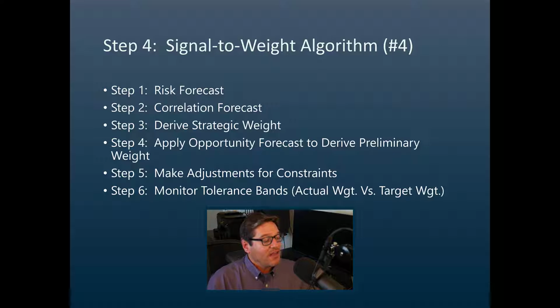And once we've done that, we've gone through those steps. We've done step 1, risk forecast, step 2, correlation forecast. We derive the strategic weights. Then we apply the opportunity forecast to derive the preliminary weights. Then we make adjustments to the constraints, right? Then we make the final adjustments. And then the last thing that we do is we monitor the tolerance band.